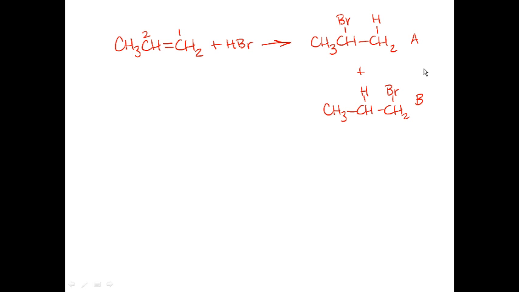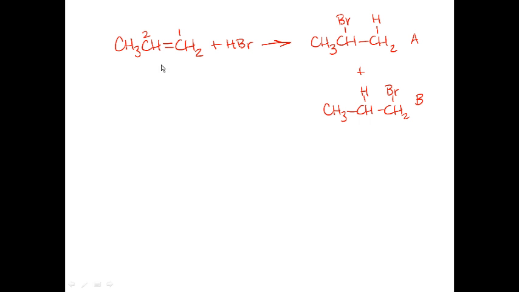Now, we've done reactions before where we've gotten multiple products. And if you're psychic, you can probably think about what the next question is that I'm going to ask you. It's going to be, well, what's the major product, A or B? And then if you're even more psychic, you can probably think about the next question I'm going to ask, which is going to be why.